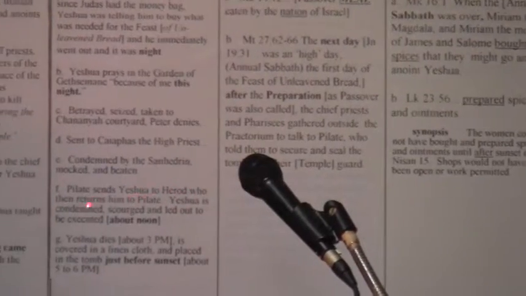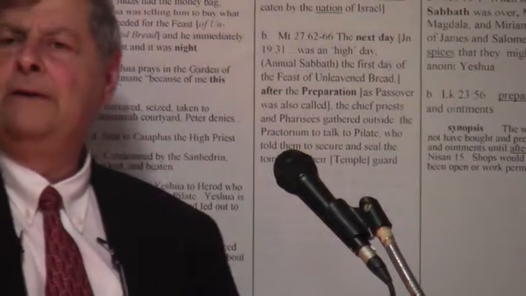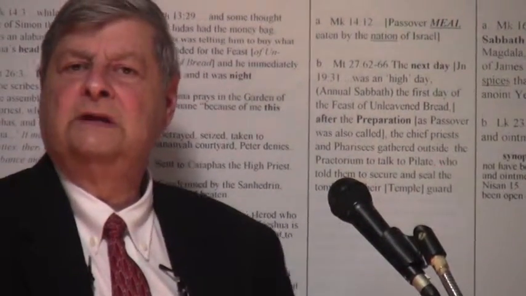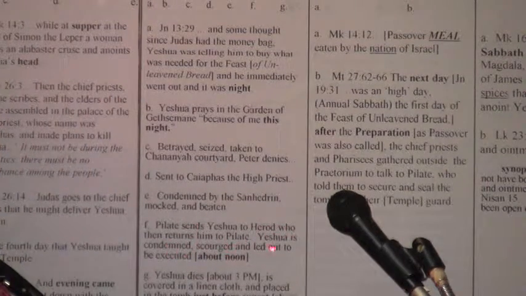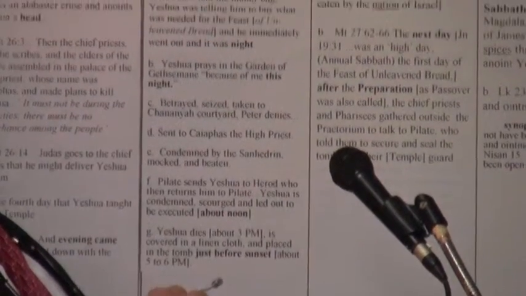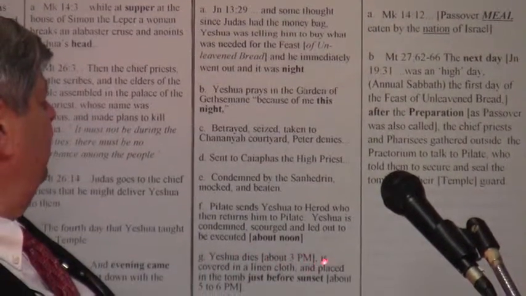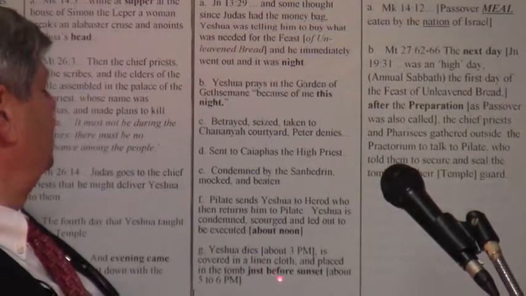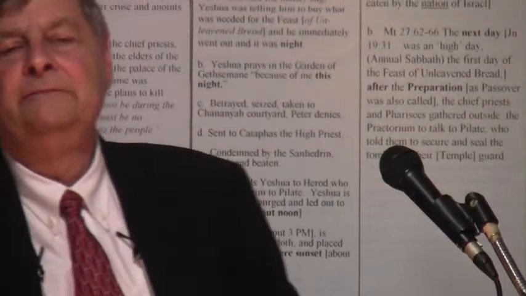Pilate sends Yeshua to Herod, who then returns him to Pilate. Remember that Herod wanted to see a miracle. Here was this famous person, he wanted to see a miracle. Yeshua is condemned, scourged, and led out to be executed about noon. About here. Yeshua dies about 3 p.m. and is covered with a linen cloth and placed in the tomb just before sunset, probably about 5 to 6 p.m.